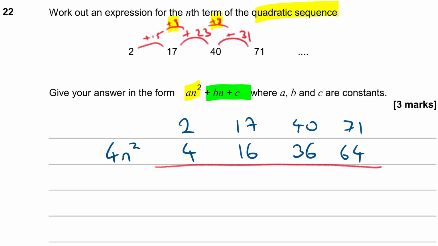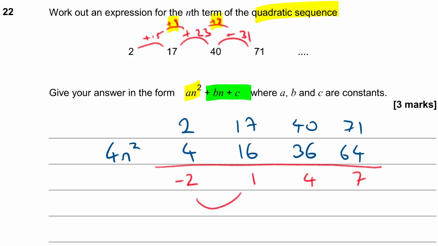So 2 subtract 4 is minus 2. 17 subtract 16 is 1. 40 subtract 36 is 4. And 71 subtract 64 is 7. Okay, now this should be the linear sequence bn plus c, which we can now go and find the values of b and c for.